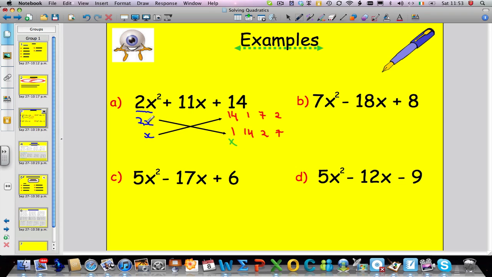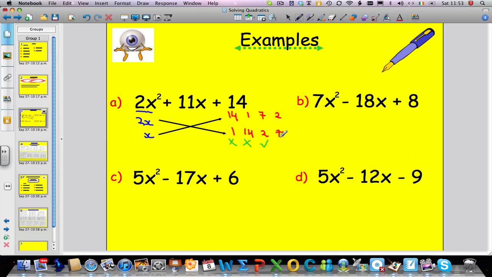So let's have a look at this. 2x times 14 is 28, and x times 1 is x. Can I make 11 using 28 and 1? No. So I can't use that. Let's have a look at the next one. 2x times 2 is 4, and x times 7 is 7x. Can I make 11 using a 4 and a 7? Well, yeah, I can. 7 and 4 gives me 11. So that can work.